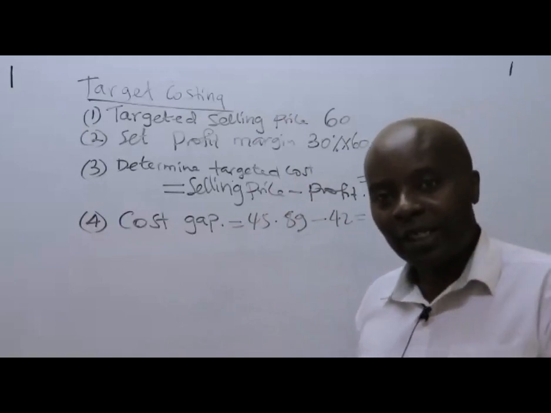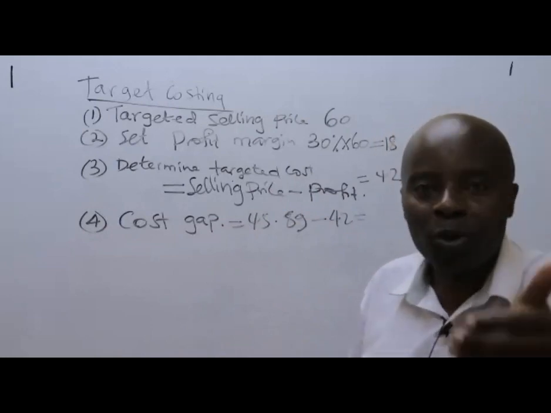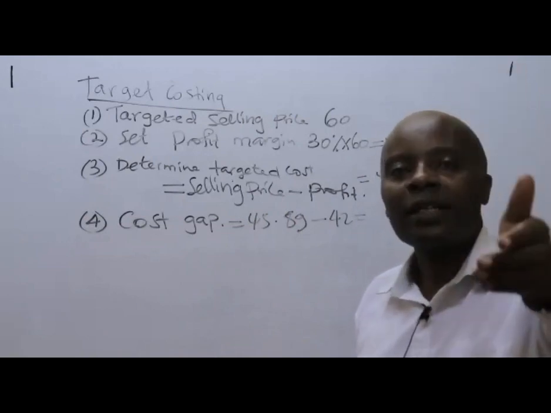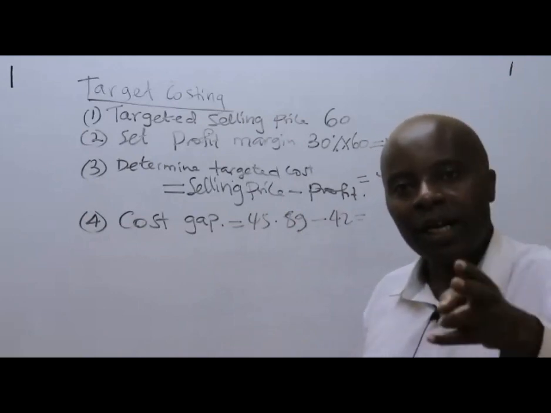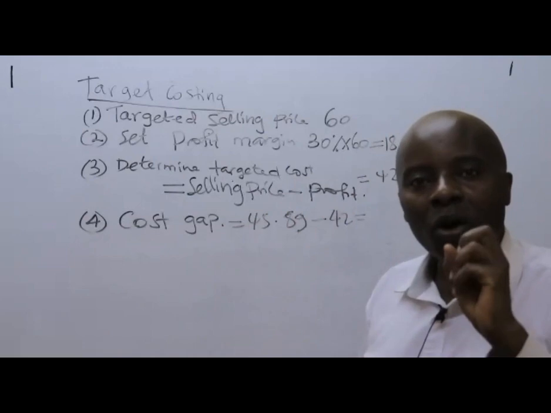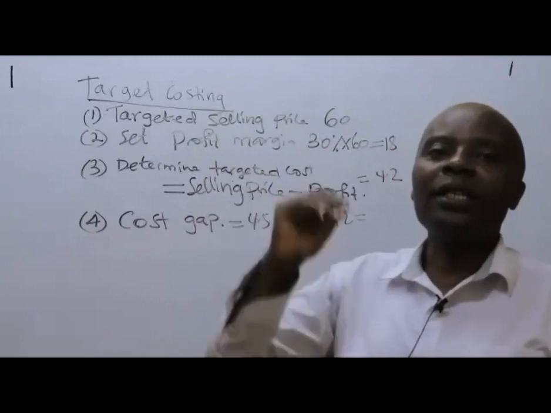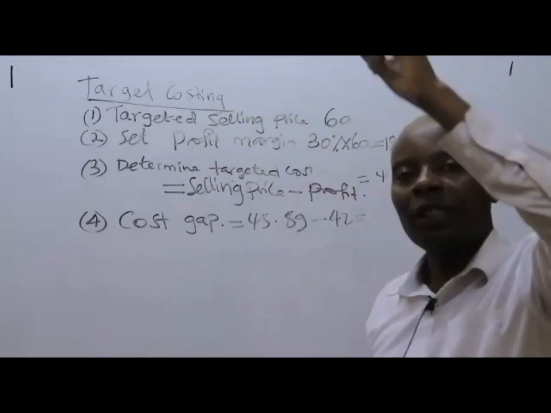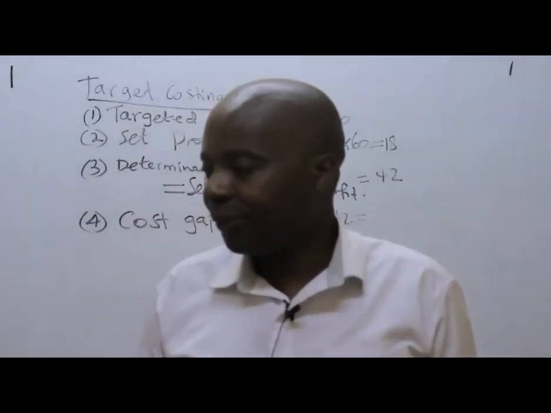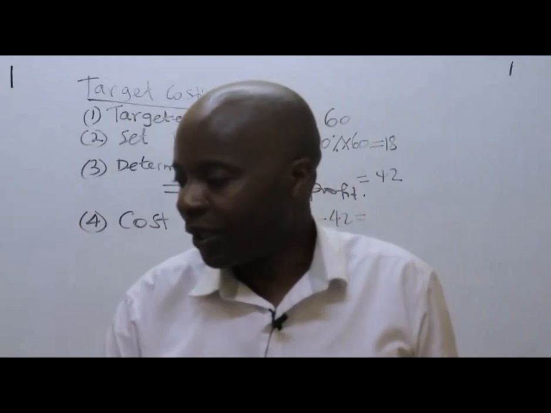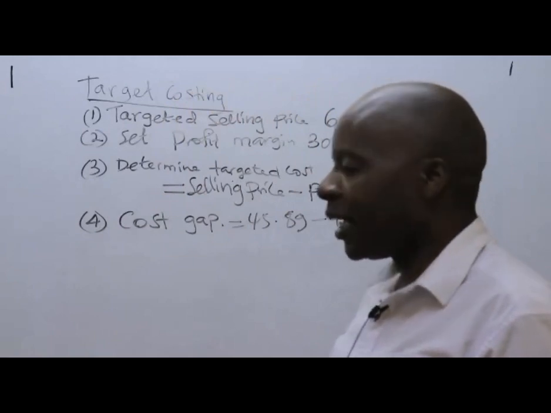Cost gap is not a nice thing. Whenever you have a cost gap, it means automatically that your cost of producing the product is higher than the targeted cost. And as such, there are two ways about this. It is either you reduce that gap or you don't produce at all, because target costing gives us the ceiling in terms of costs that we can never go beyond. So what is our cost gap? This is quite easy. Is it 3.89?